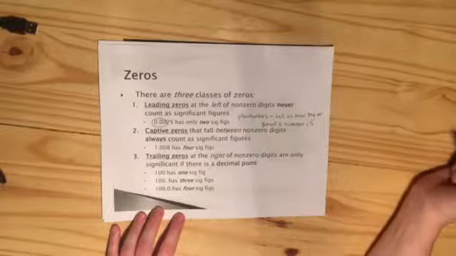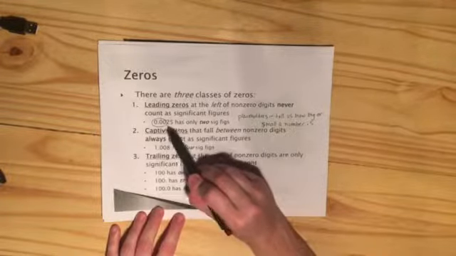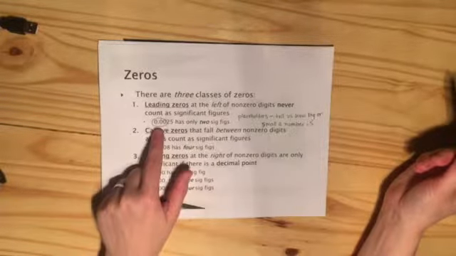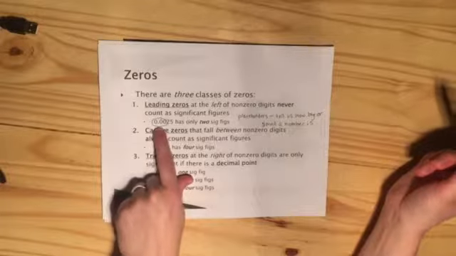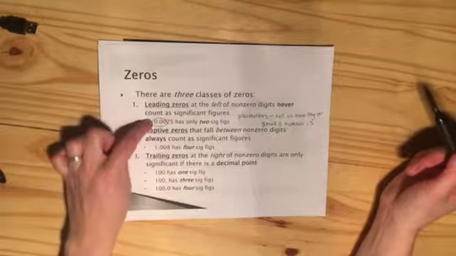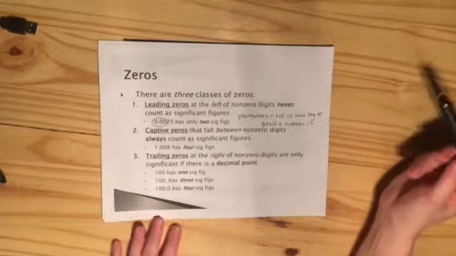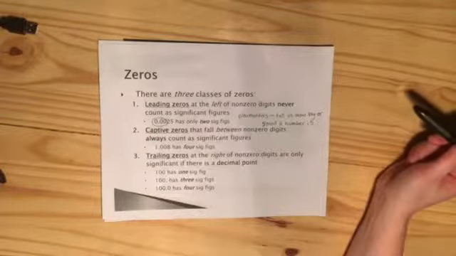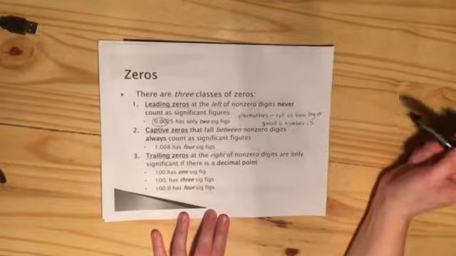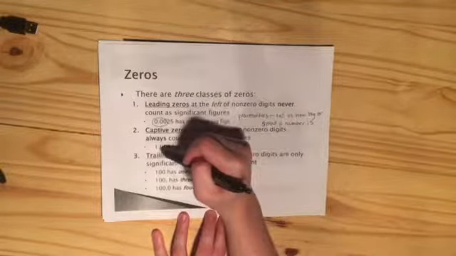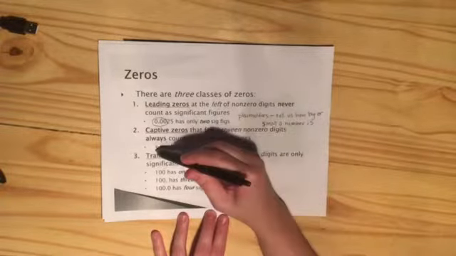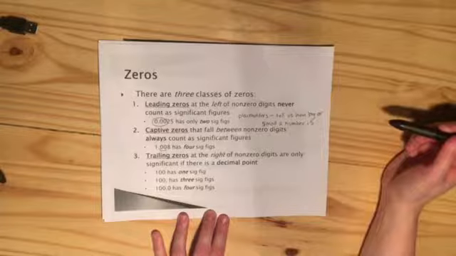They don't tell us anything about the accuracy. So there's a big difference between 25 and 0.0025. Those zeros are important, but they are not significant figures as far as the measuring device is concerned. Captive zeros fall between non-zero digits, and they always count as significant figures. And so these zeros here are significant. They're between non-zero digits. This has four significant figures.